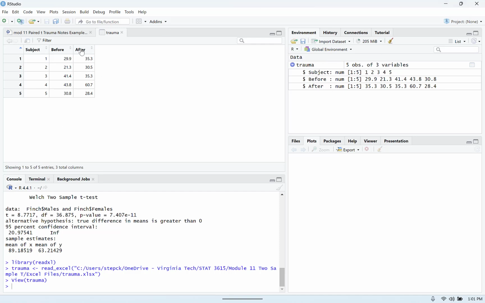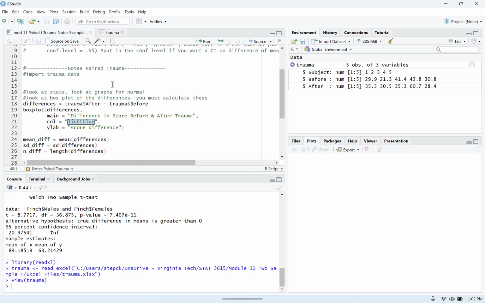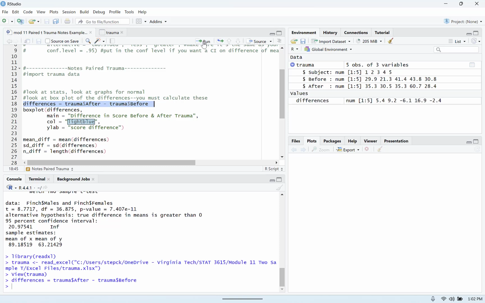And so the first thing I'm going to need to do is actually calculate my differences. So my differences are going to be the afters minus the befores. So differences equals trauma $after minus trauma $before. I'm going to run that code and my differences show up here on the right.